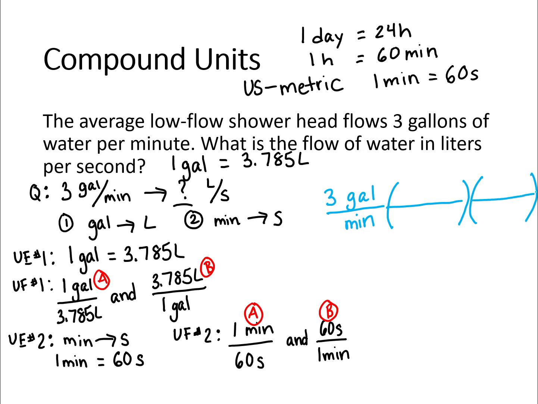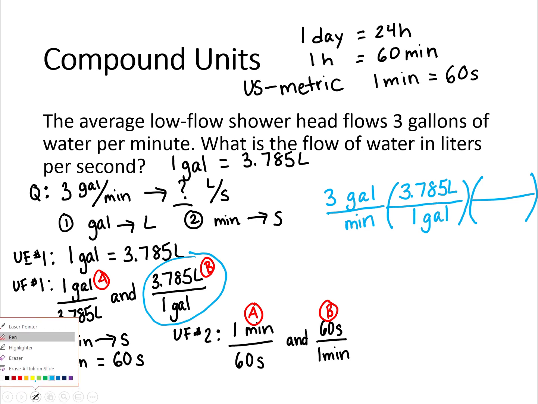Our first goal is to get rid of gallons. So am I using A or B from unit factor set 1 to get rid of gallons? We're going to go with B. It has gallons in the bottom. So now we have liters.